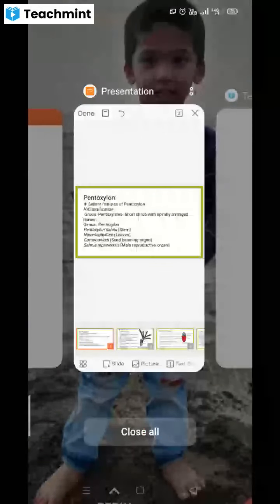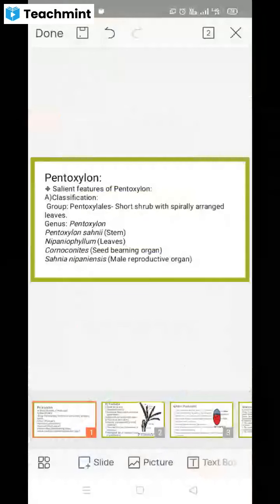Okay, then let's start with the next genus in paleobotany, that is Pentoxylon. It is the next genus in your topic, paleobotany. So first of all, we have to discuss the salient features of Pentoxylon. First of all, classification.